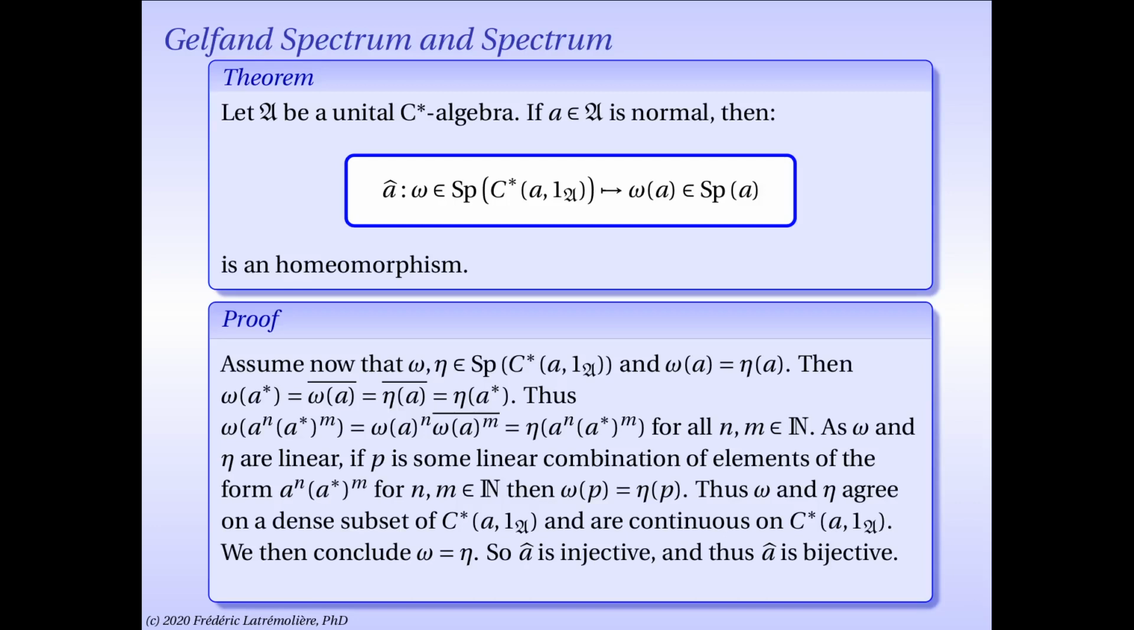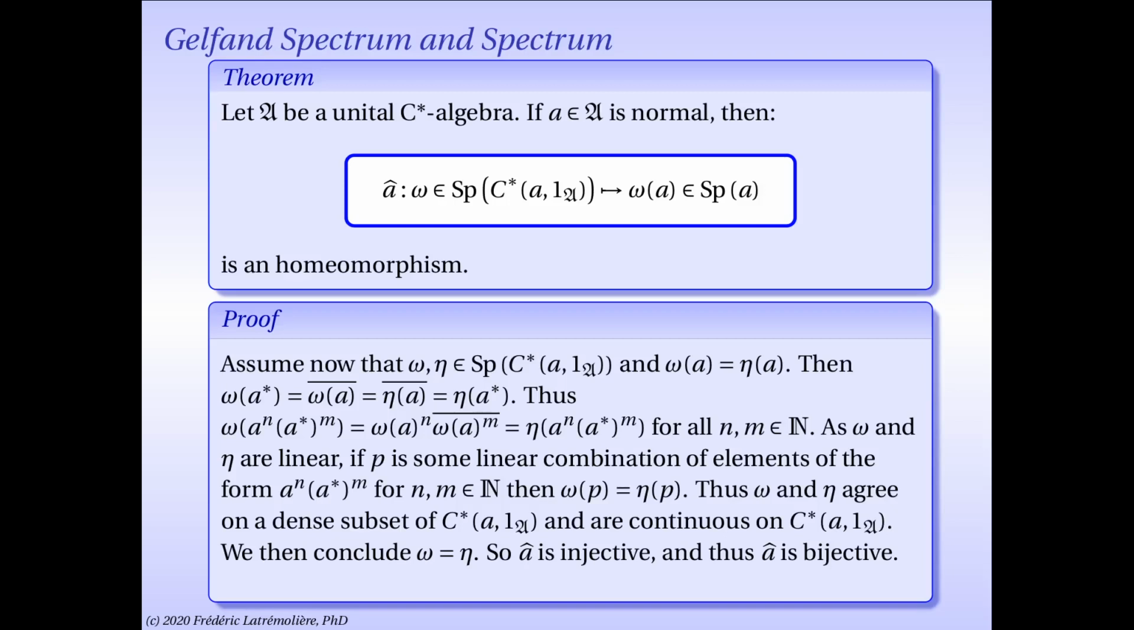And then, because both eta and omega are multiplicative, they are, after all, star morphisms, we conclude that on any product of the form A to the n, A star to the power m, they must agree as well. And therefore, any linear combination of those various products will have the same image by both omega and eta, since omega and eta are linear. And now the set of these expressions, these linear combinations of those products, is in fact dense in the C-star algebra generated by A and the unit by the Stone-Weierstrass theorem.